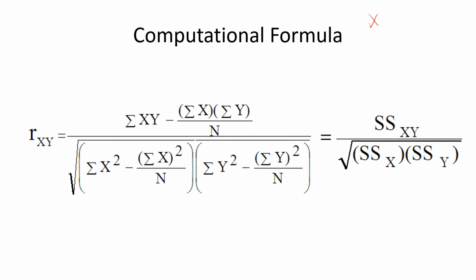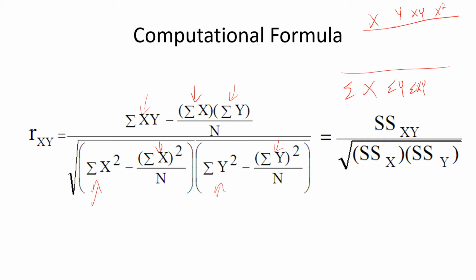You need your x column, because you need the sum of x here and the sum of x here. So you need your sum of x. You need your y column because you need the sum of y here and the sum of y here. So you need your sum of y. Here we've got a sum of xy, so you need to do an xy column. You need your sum of xy. And finally, you need your x squared and your y squared. So you need to do x squared and y squared, and you need your sum of x squared and your sum of y squared.